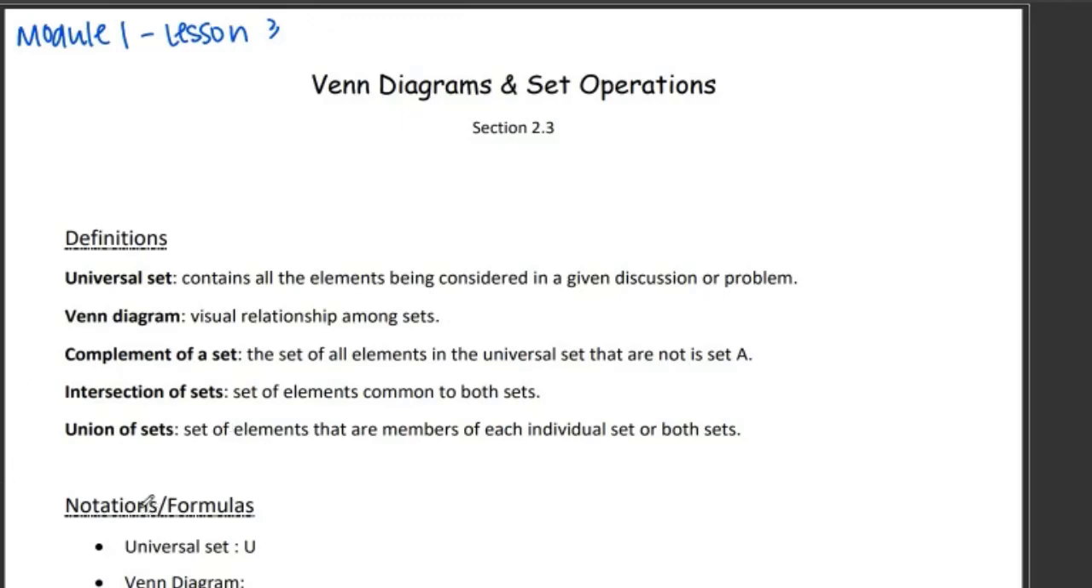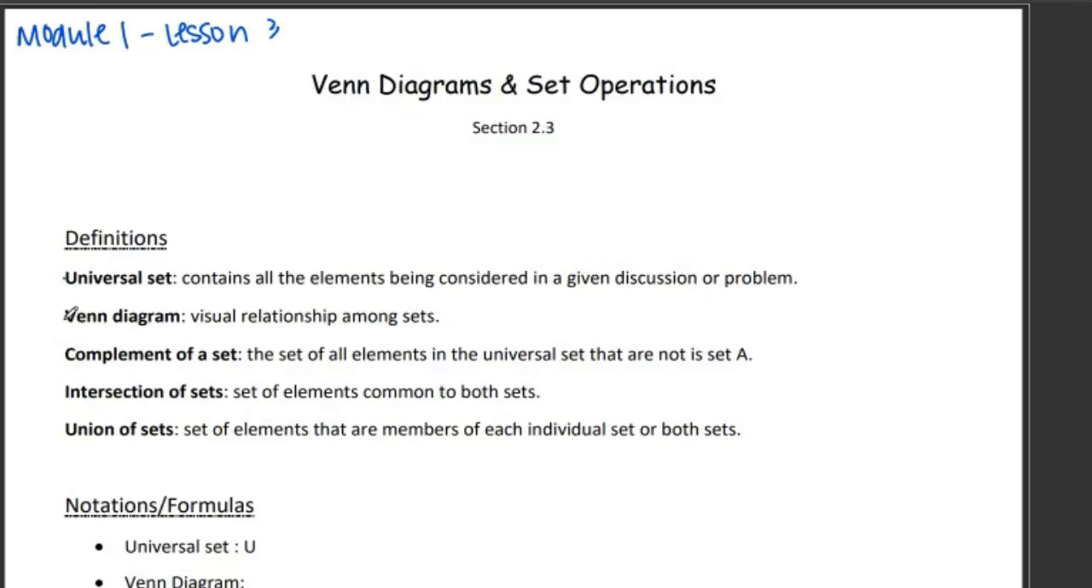So we have a lot of definitions today. We have the universal set, the Venn diagram, complement of a set, intersection of a set, and union of sets. So our universal set, that is just basically what we're going to be looking at for that specific problem. It contains all the elements that are being considered in a given discussion or problem.